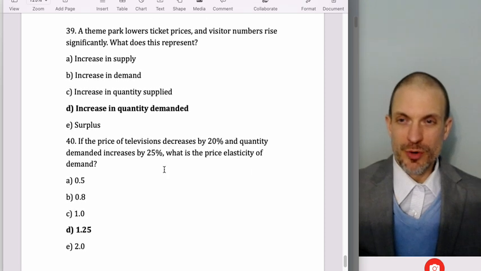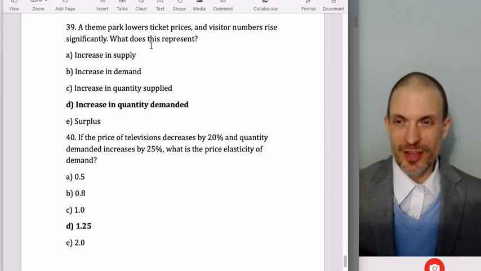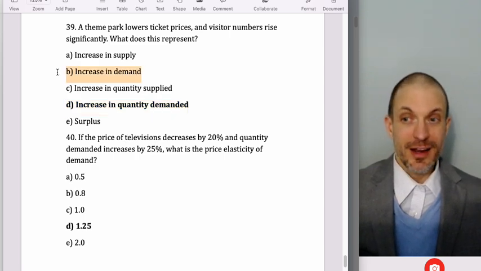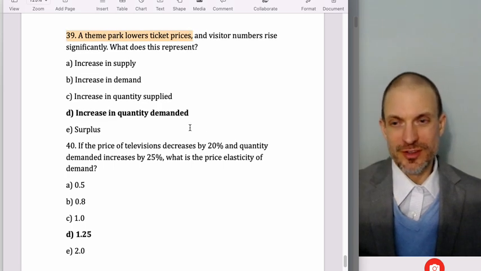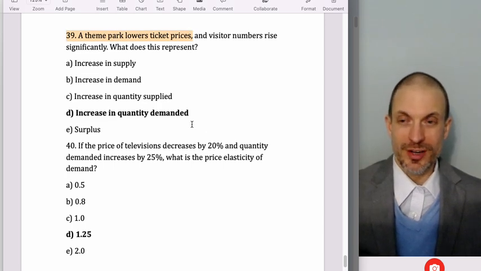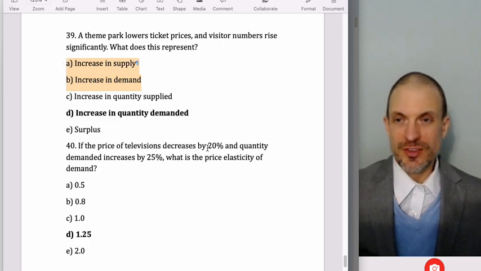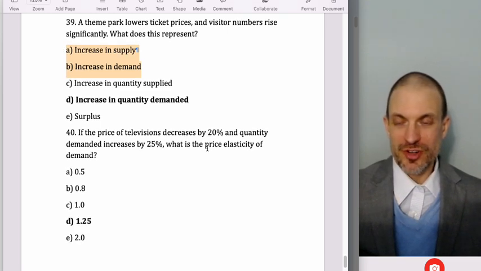A theme park lowers ticket prices and visitor numbers rise significantly. What does this represent? Lower prices, more volume of customers, that's an increase in quantity demanded, not an increase in demand, right? Price changed, right? So if price changes, we need only quantity to change. In order to get demand or supply to increase, we would need to have something other than price changing.